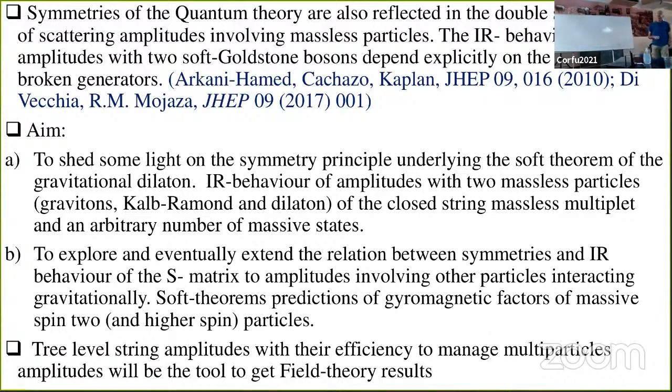Furthermore, in order to explore this interesting connection between symmetries and soft theorems, we have also considered, for example, compactification of soft theorems, because if you compactify the soft theorem for the graviton, you get at least three different kinds of soft theorem: one for the scalar, one for the vector, and again a soft theorem for the graviton. By this compactification, we have got a prediction on the gyromagnetic factor of the Kaluza-Klein spin 2 masses. And then we have checked this prediction by explicit calculation.